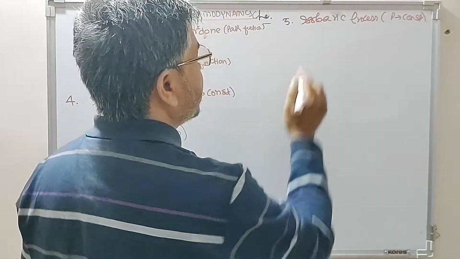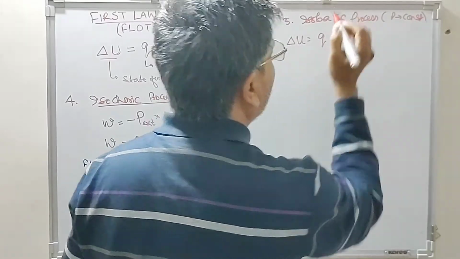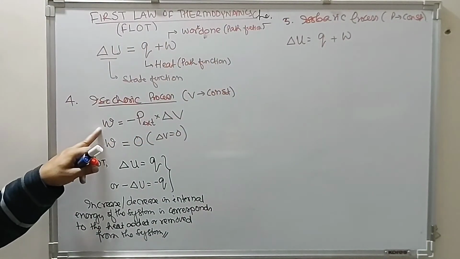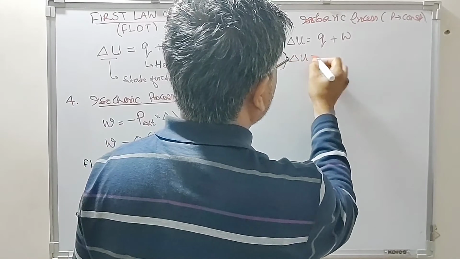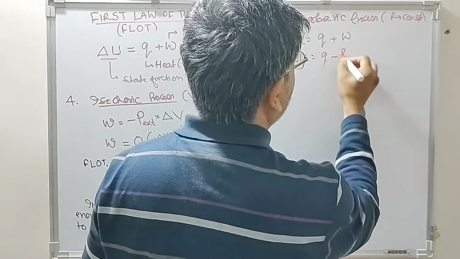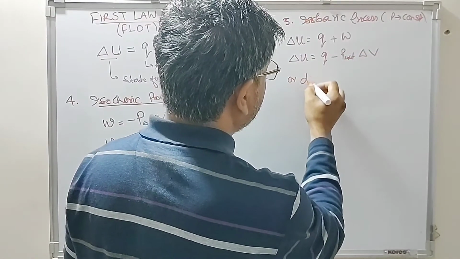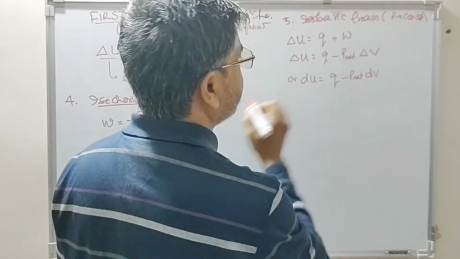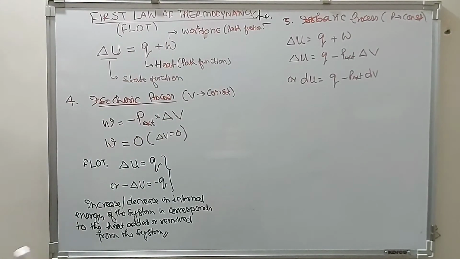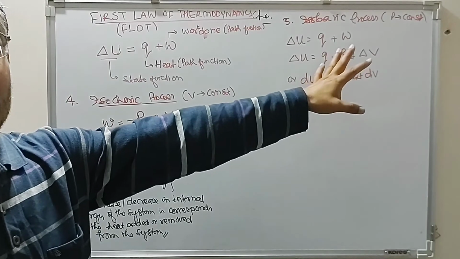For this isobaric process, delta U is equal to Q plus work done, as we have defined. Work done is equal to minus P external into delta V. So delta U is equal to Q minus P external into change in volume, or for a small change, dU is equal to Q minus P external into dV. So the final change in internal energy depends on two terms, the product of external pressure and change in volume, and the value of Q.